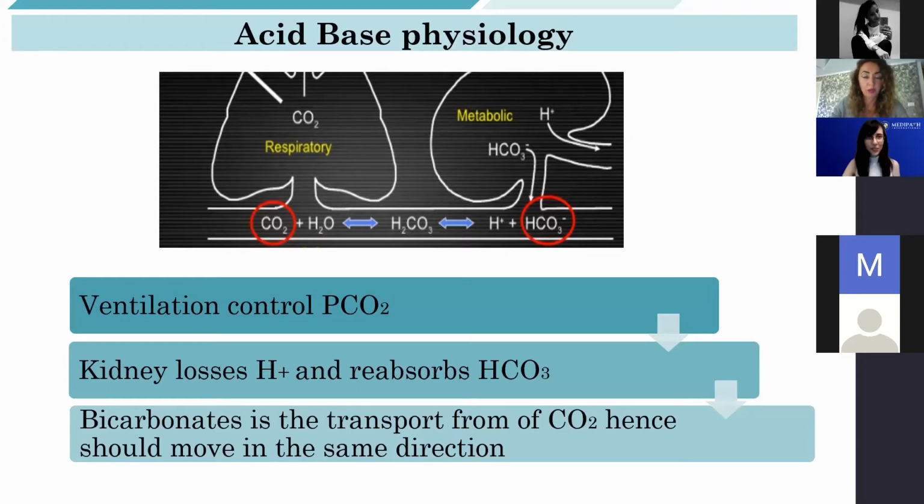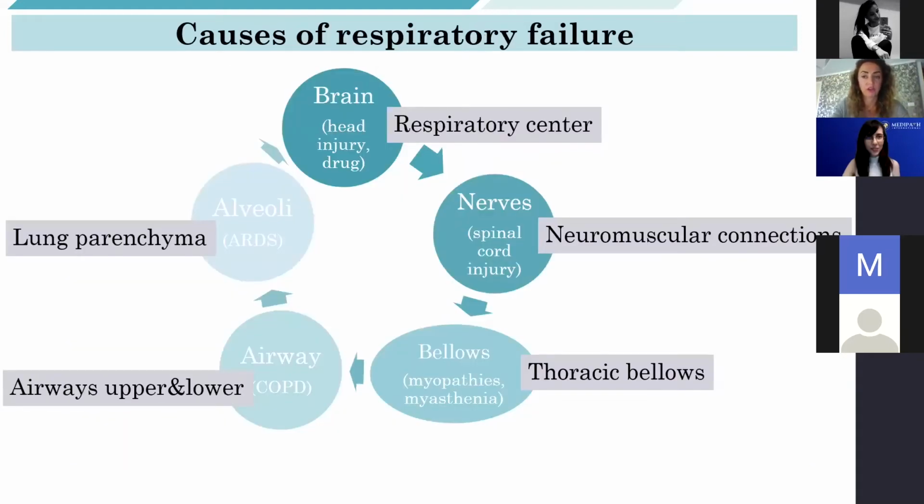Naturally, the respiratory problems are handled via the lungs. So that means that with the ventilation, we are controlling the partial pressure of carbon dioxide. On the other hand, metabolic or bicarbonate problems are handled naturally via the kidney. So the kidney loses the hydrogen ion and reabsorbs the bicarbonates. Bicarbonate is the transport form of CO2, hence they should move in the same direction. These problems do cause shifting of electrolytes, so that electrolytes are either excreted or retained by the kidney.